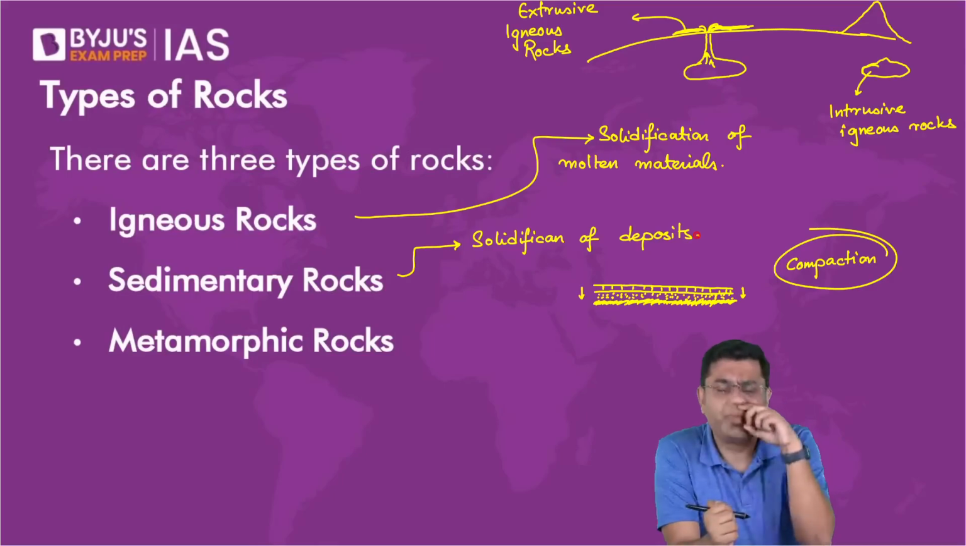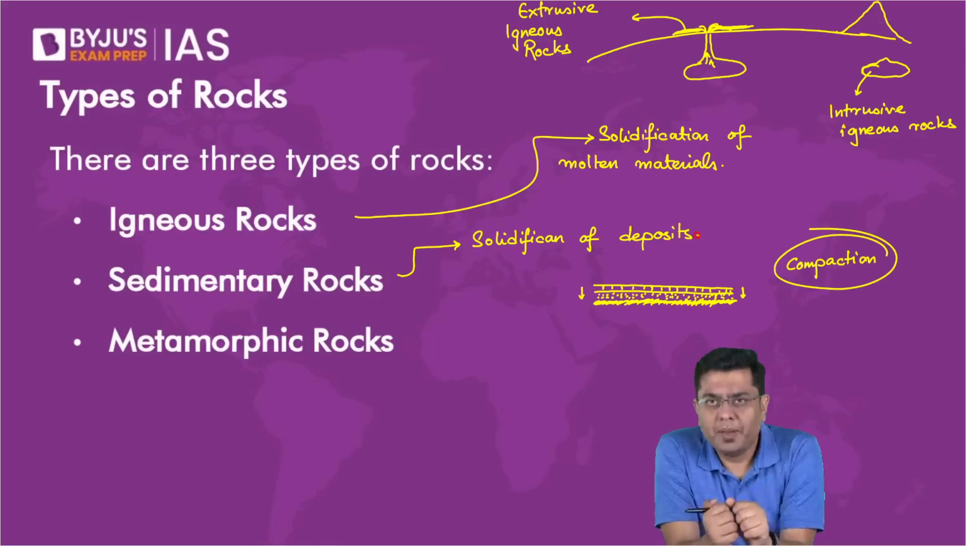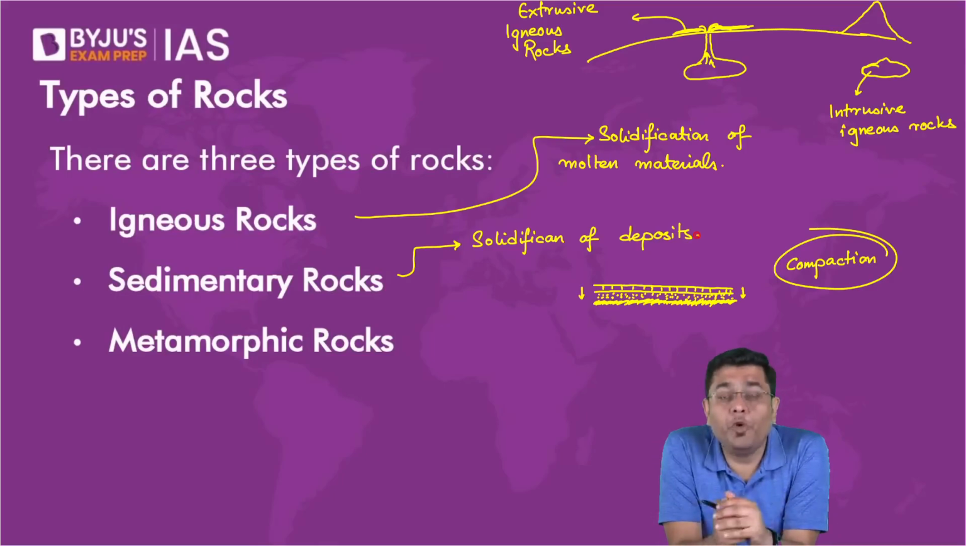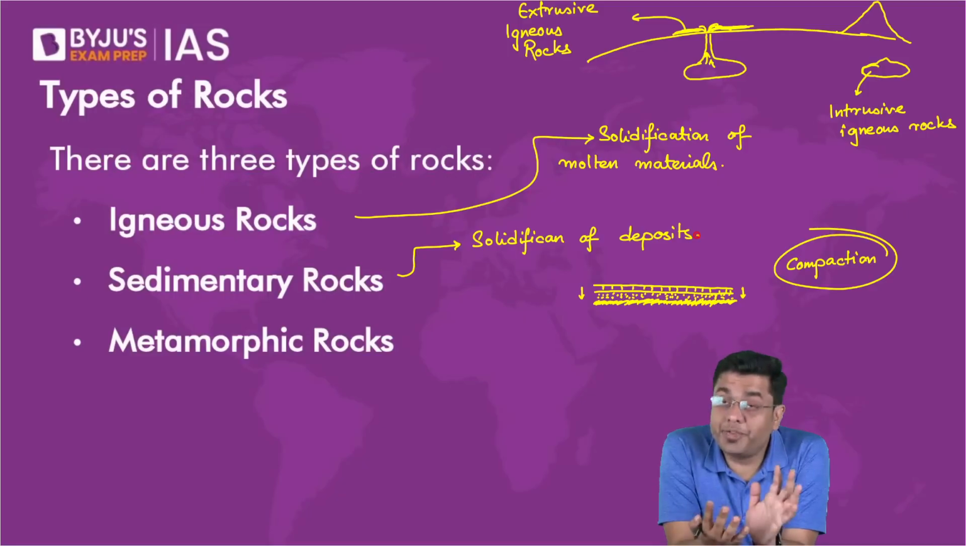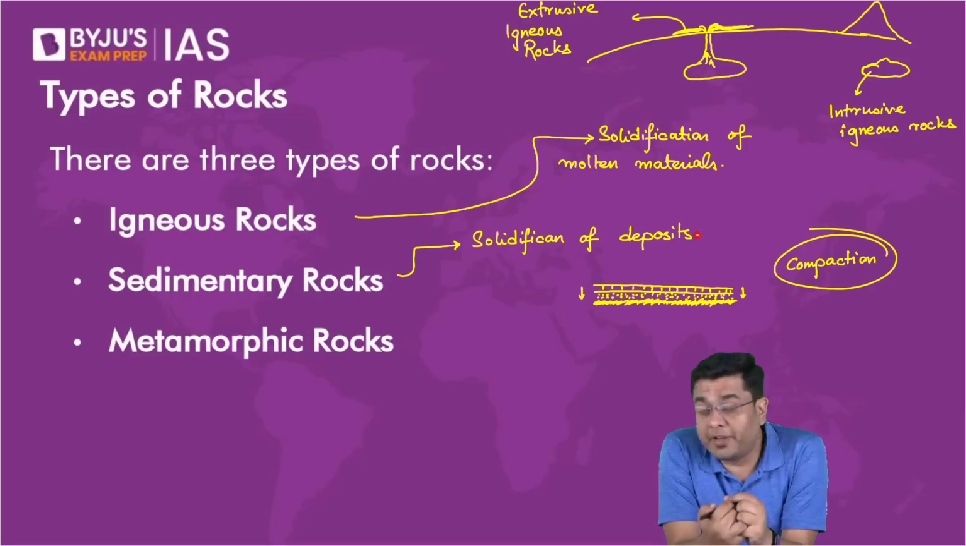For example, the marble that is used in your floorings, in the construction purposes, even Taj Mahal, constructed out of marble. Now, marble is a metamorphic rock. It is created out of limestone. Limestone is a sedimentary rock. When it undergoes significant amount of pressure, compression, significant amount of exposure to high temperature, it changes itself into marble.